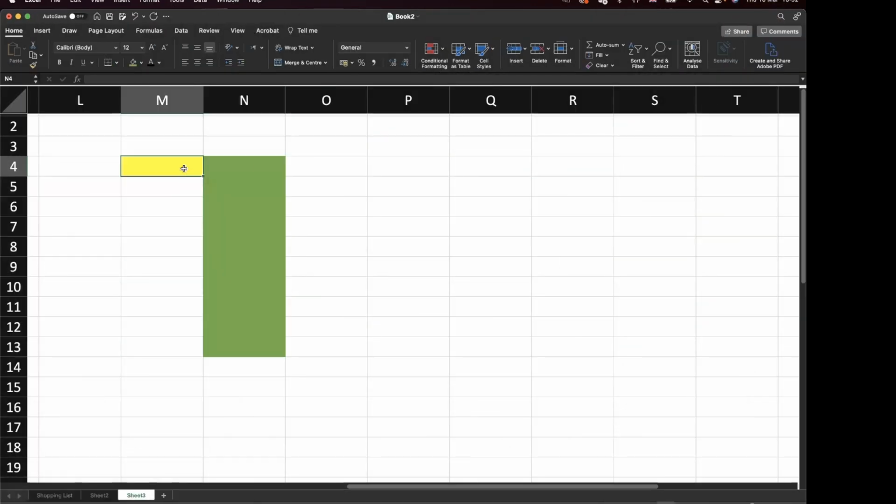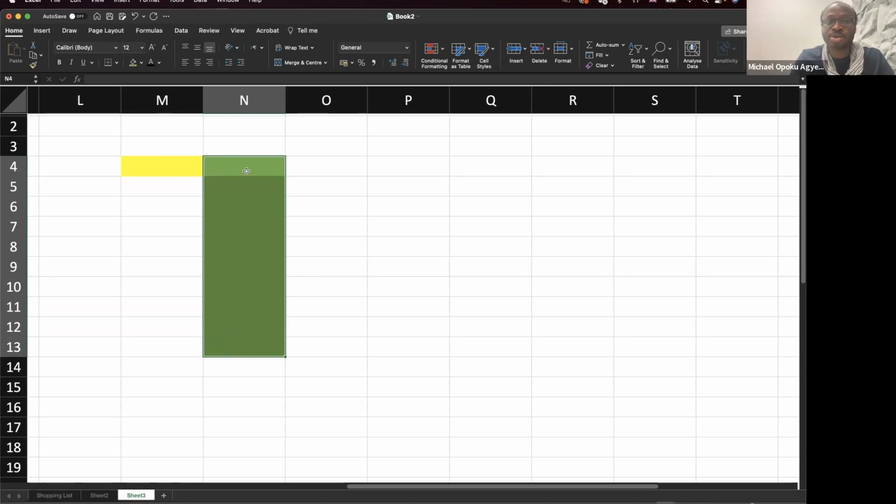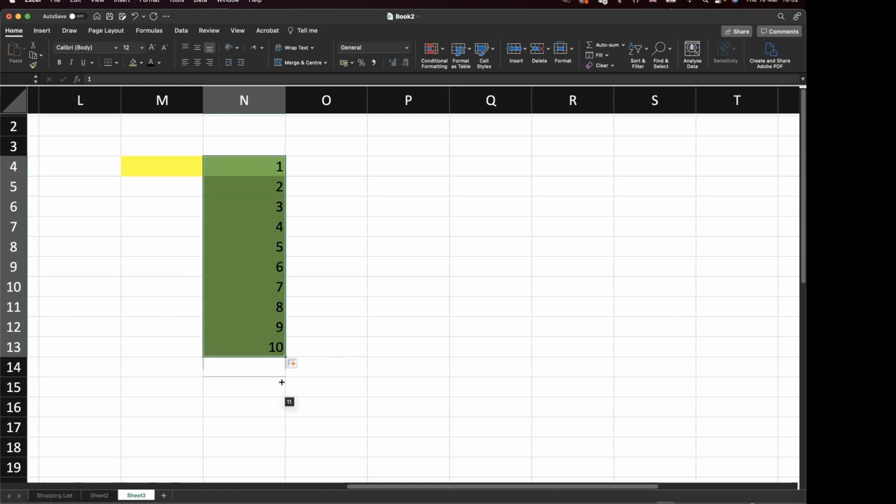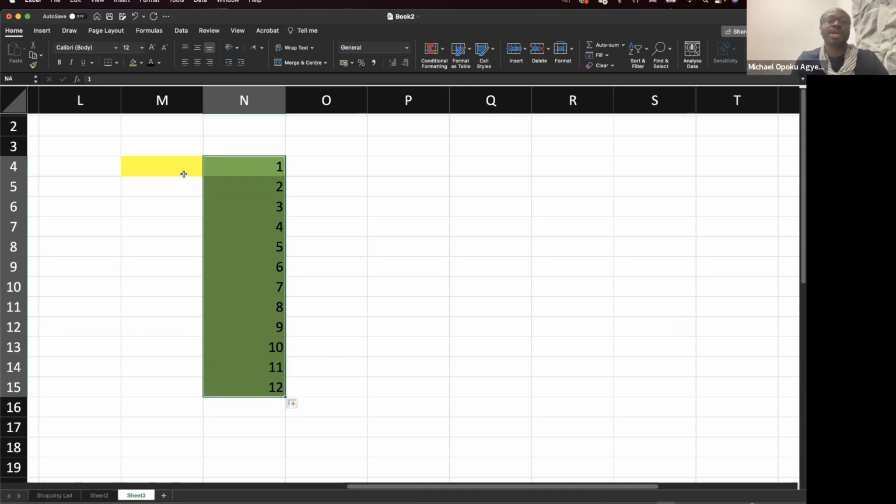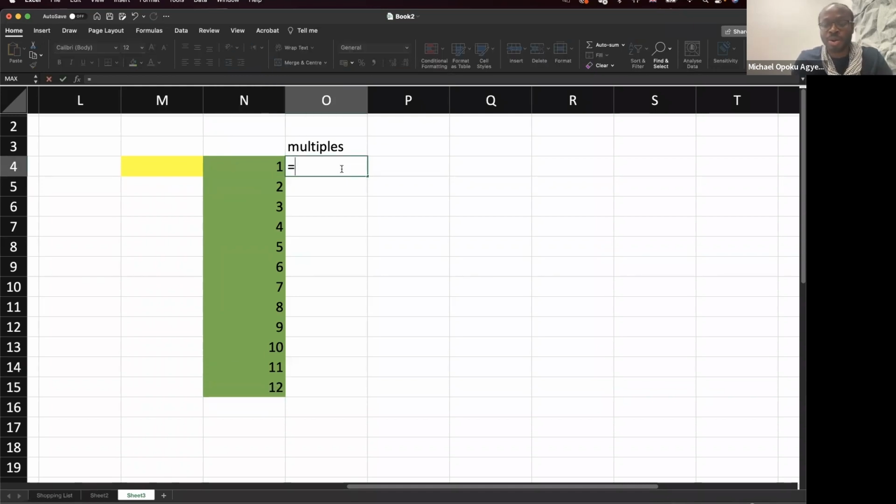So we want the value in this cell to be multiplied by the value in this range of cells. So I'm going to have 1, 2, 3, all the way down to maybe 12. We want the answer to be here, so let's call it multiples. We want the answer to be in here, which is the yellow cell times the green, the yellow cell times the next green, the yellow cell all the way to the 12. So the equal sign, normally, how would we do this? Do you want to give me the equation?